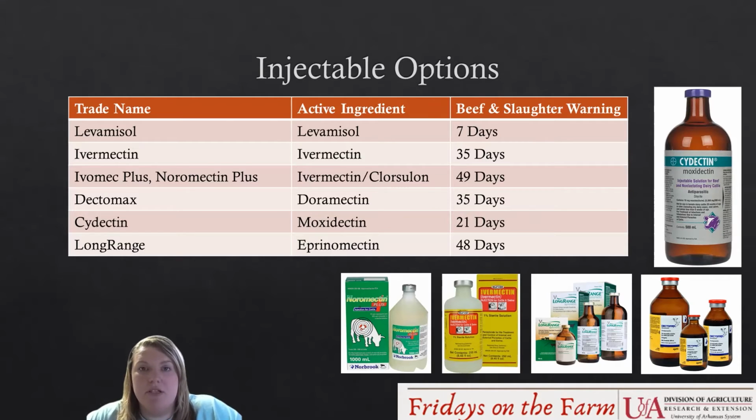There are plenty of options depending on which one you want to use, what you have access to, what you used last time, so we can have that rotation going through our system, and what parasites we're trying to control. We still have those beef and slaughter warnings depending on which product. Those do change a little bit. So make sure you take time to pick the product that's right for you and right for your farm's rotation.